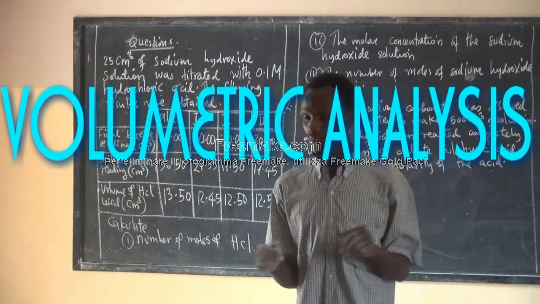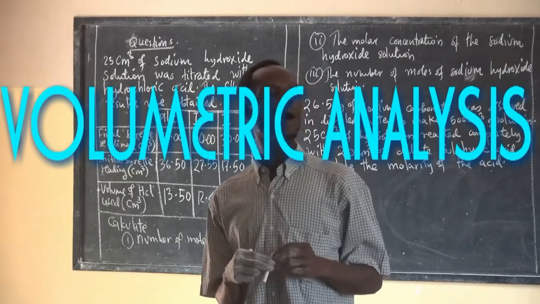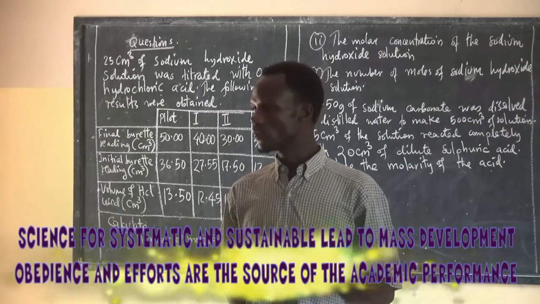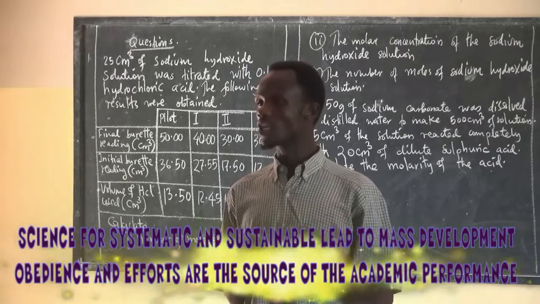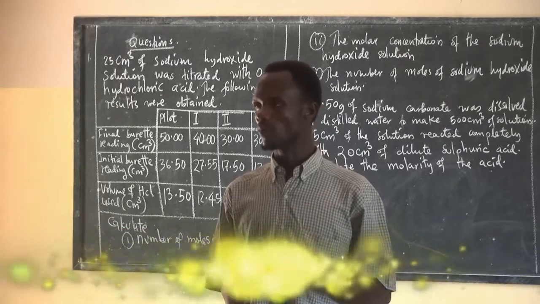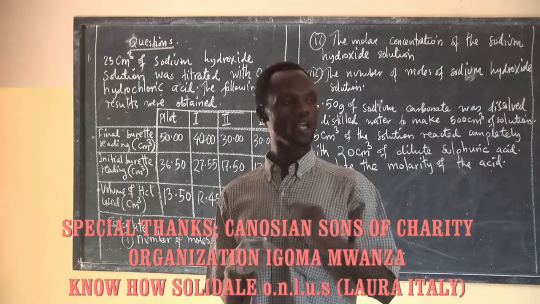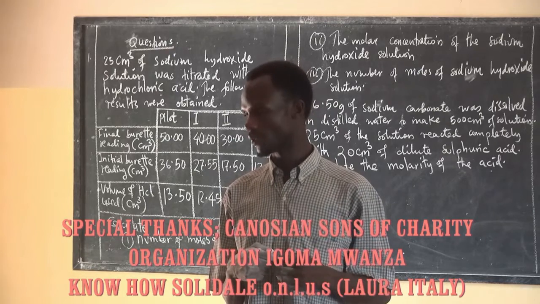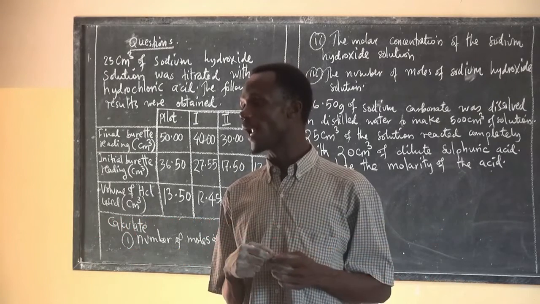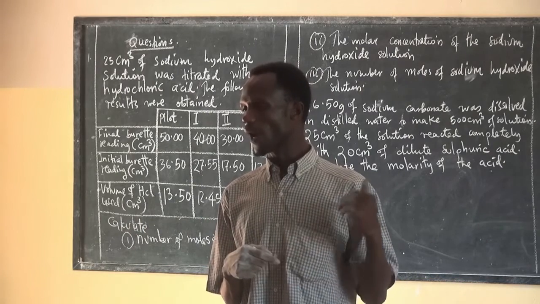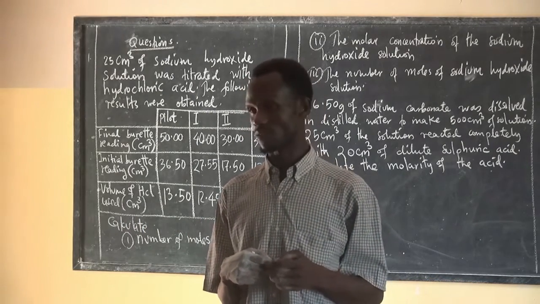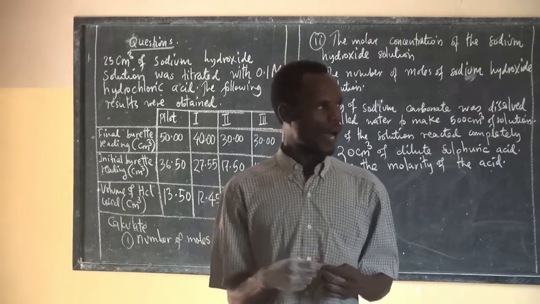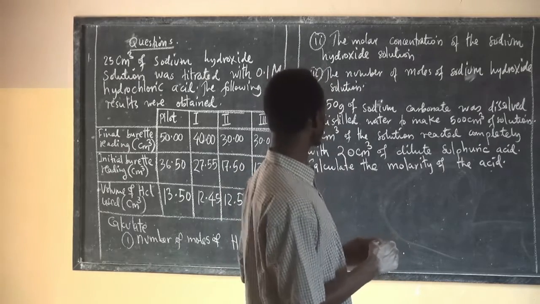Much about volumetric analysis. It is a procedure used to determine the concentration of a solution. Now, you are reacting two solutions, one with known concentration and known volume, and the other with known volume but unknown concentration. The only way that we can determine an unknown concentration is through titration, which is what we talk about in volumetric analysis. So I've decided to write some questions so that we can understand this.